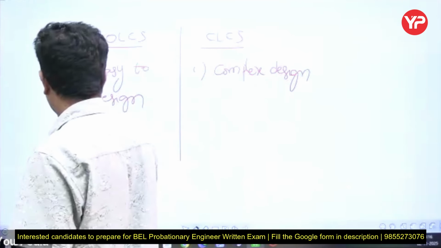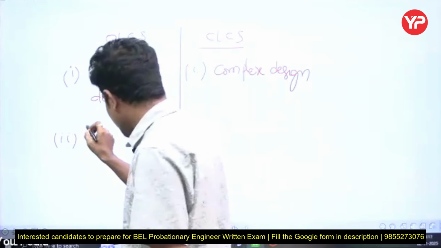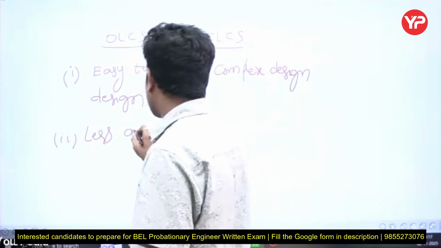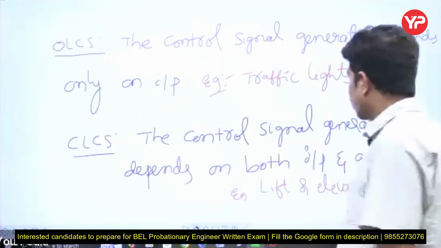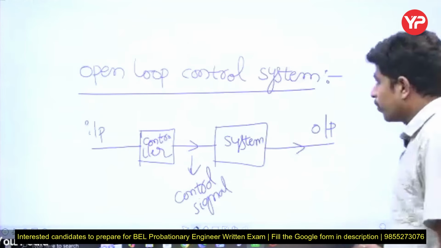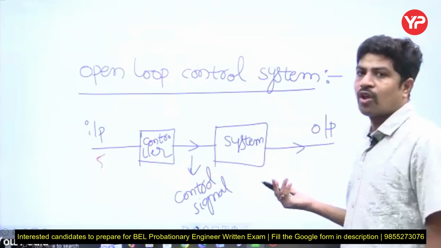Second, open loop is less accurate. Suppose you design your lift as open loop and you give the input 5, the fifth floor. We don't know whether it has reached the fifth floor or not.